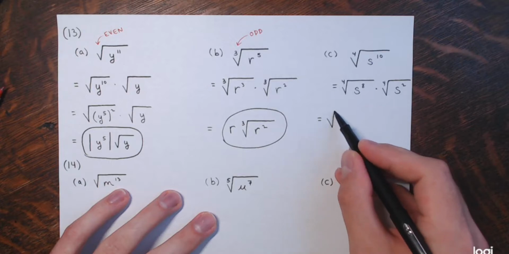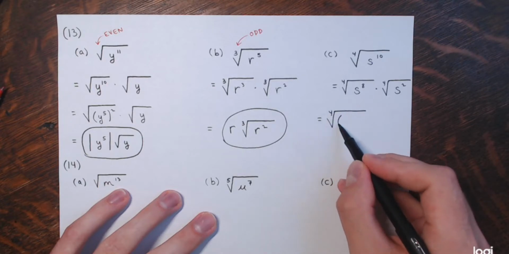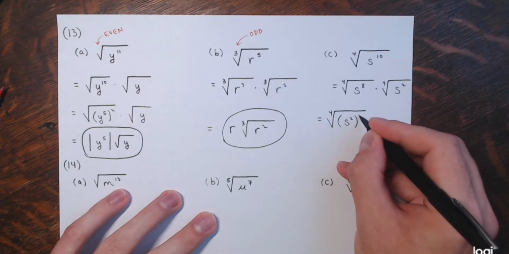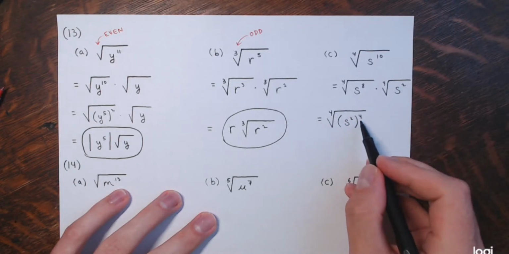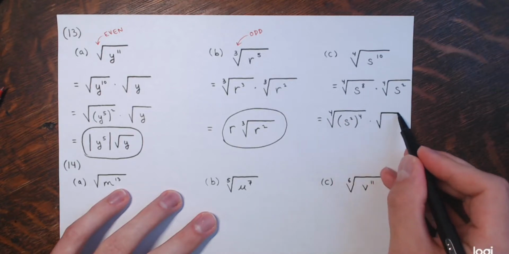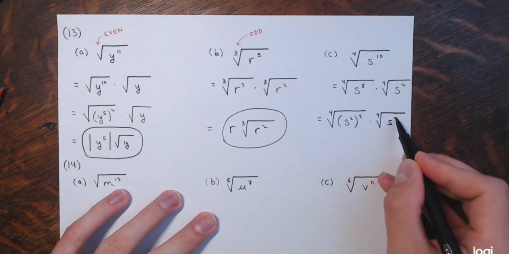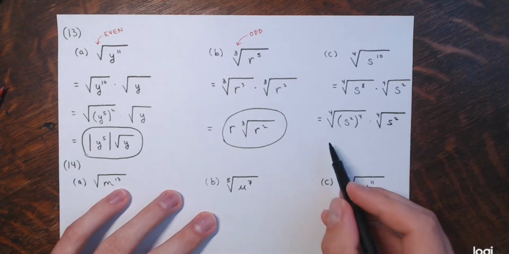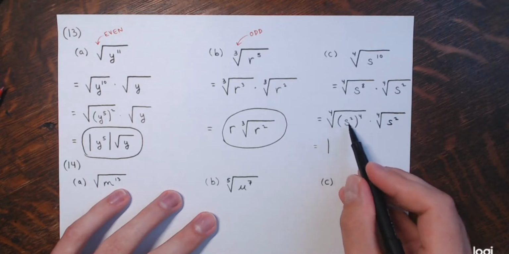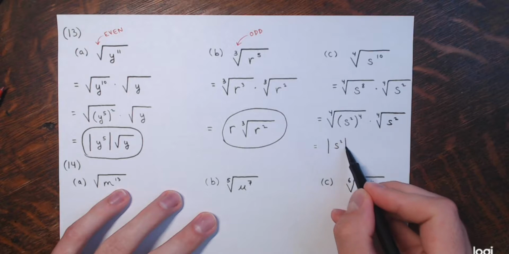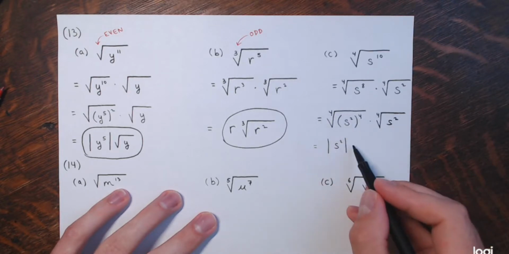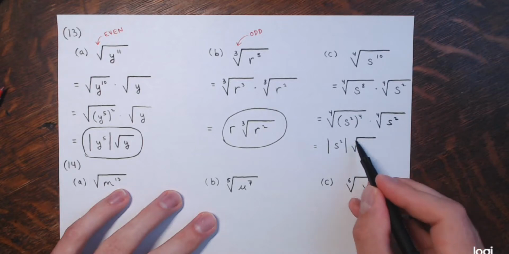That would be the fourth root of, now, s to the 8th is s squared to the fourth, right? Power to a power. So here I have the fourth root of a fourth power times the fourth root of s squared. And this would be the absolute value, because it's an even root. Absolute value of s squared. The fourth root and fourth power undo each other. I got the absolute value of s squared times the fourth root of s squared.